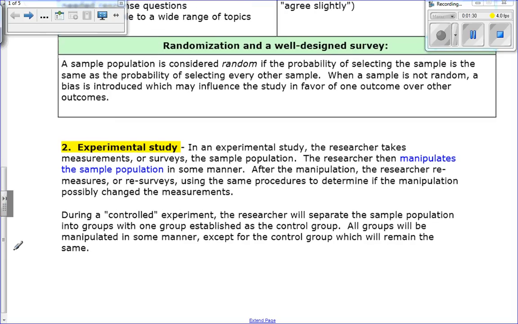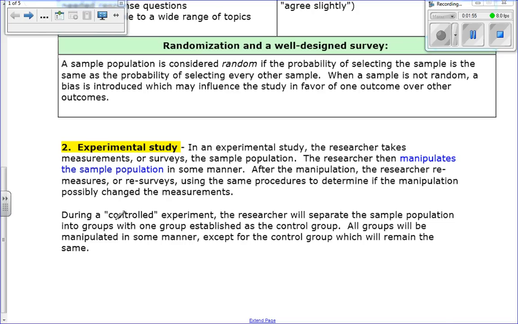An experimental study. The researcher takes measurements or surveys the sample population. The researcher then manipulates the sample population in some manner. After manipulation, the researcher remeasures or resurveys using the same procedure to determine if the manipulation possibly changed the measurement.